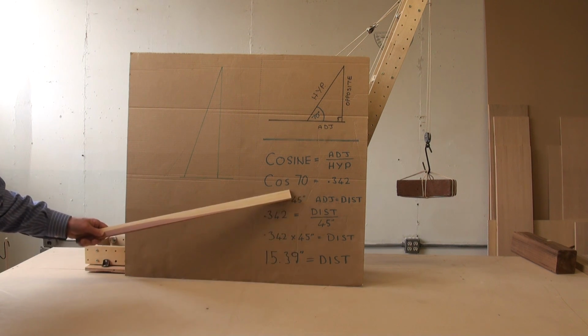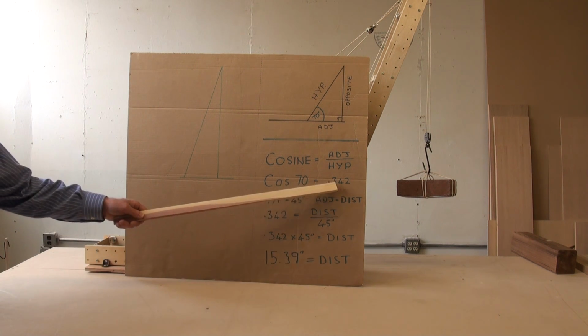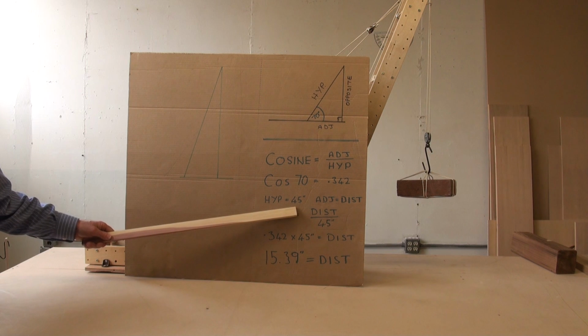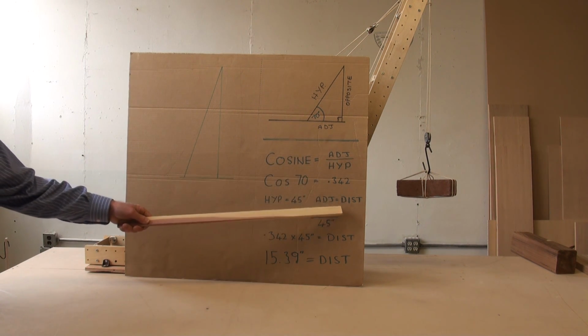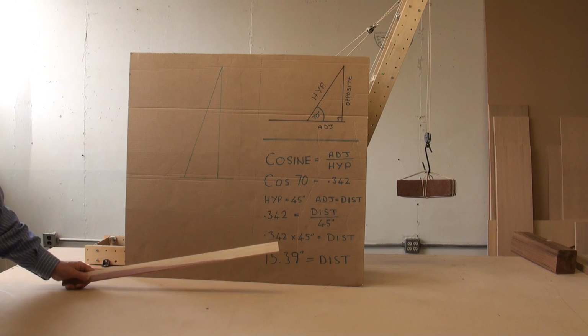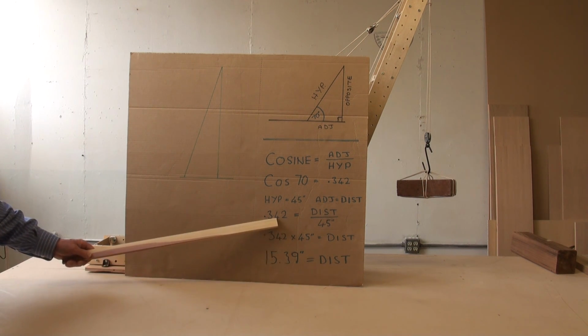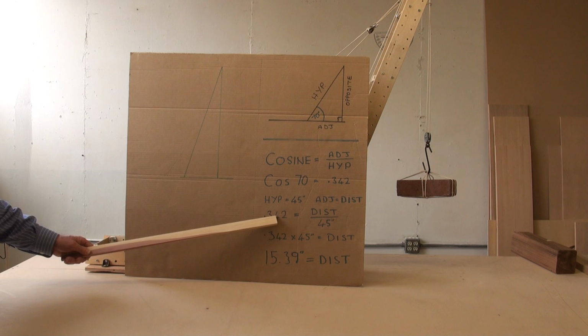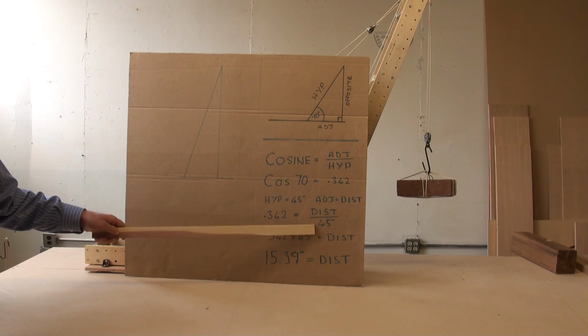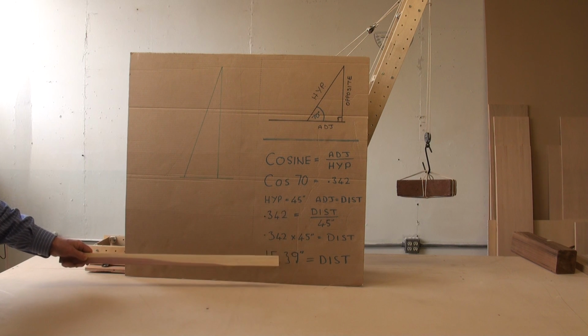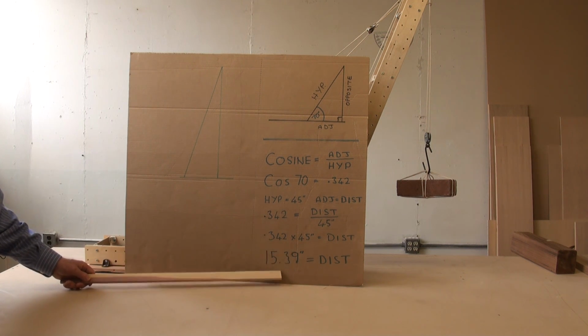So, cosine, we look it up and that's 0.342. The hypotenuse is 45 inches, and the adjacent side, which is what we want, is the distance. So we substitute the numbers. That's cosine 70, that's the distance we want, and that's the hypotenuse, 45 inches. A little algebra. So the distance is 15.39 inches.